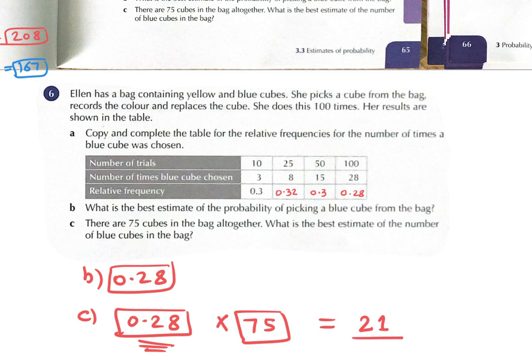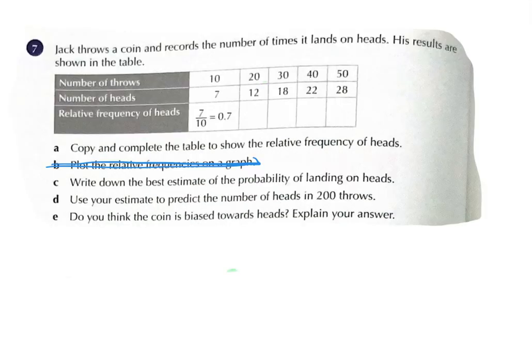Number 7. Anas, can you read number 7? It records the number of times it lands on heads, and these results are shown in the table. Okay. Copy and complete. So if the number of throws is 10, the number of heads is 7. 7 divided by 20, 12, 30, 18, and so on. Copy and complete the table to show the relative frequency of heads.